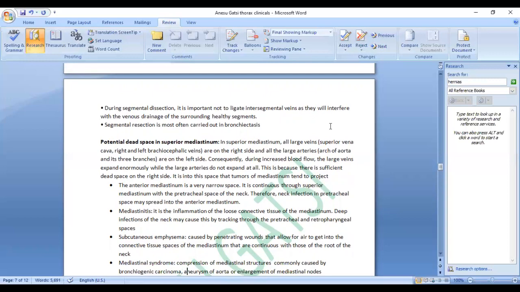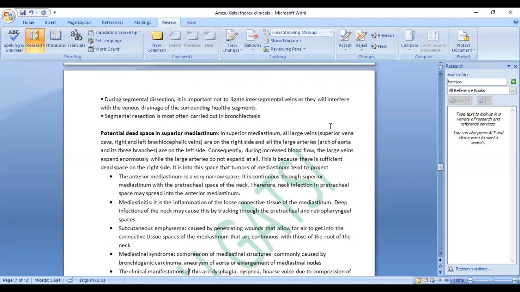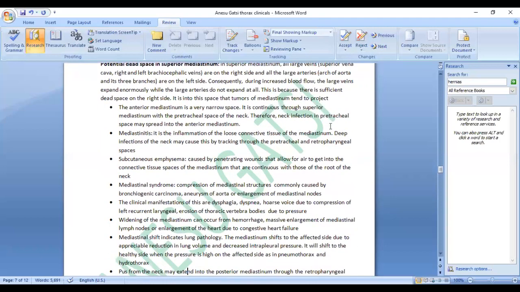So you may have inflammation of the loose connective tissue that is found within the mediastinum being caused by infections of the neck traveling through the pretracheal and the retropharyngeal spaces. Then mediastinal syndrome is more or less a compression of mediastinal structures commonly caused by bronchogenic carcinoma or aneurysms of the aorta or enlargement of the mediastinal lymph nodes.